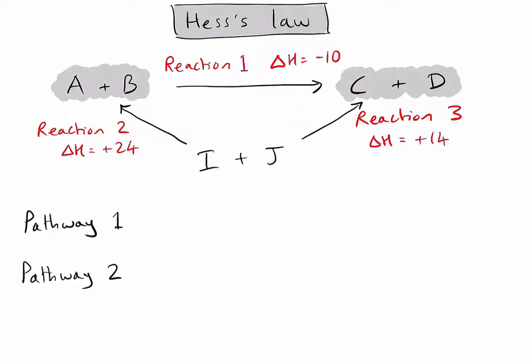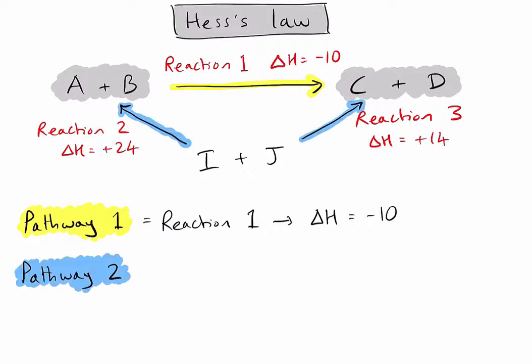So for pathway 1, we could simply go directly from A and B to C and D via reaction 1, as in the previous example. And for reaction 1, the enthalpy change is -10. And what about pathway 2? Well, for pathway 2, we have one slight complication. The first step is going backwards down reaction 2.